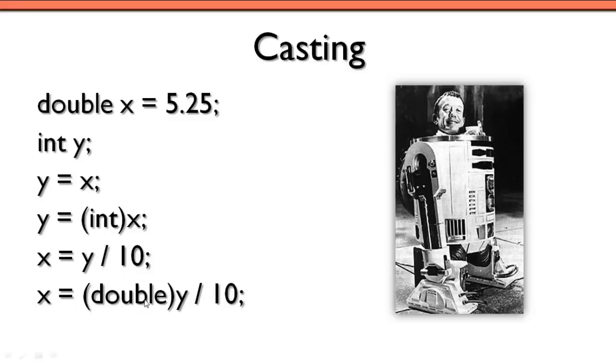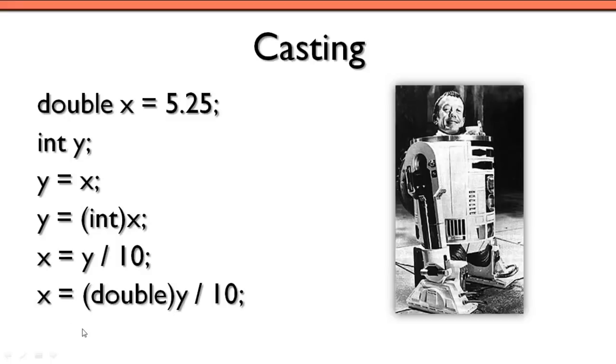Now, if we were to come down below here and talk about the variable y, y would still be an int value. It was only cast as a double for this particular operation, this assignment operation.